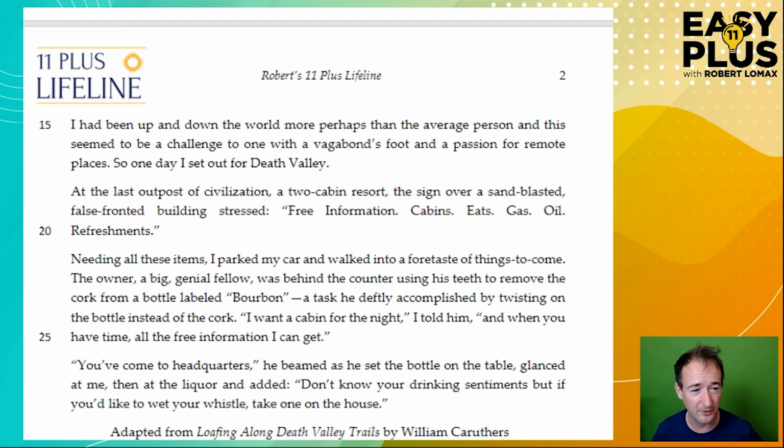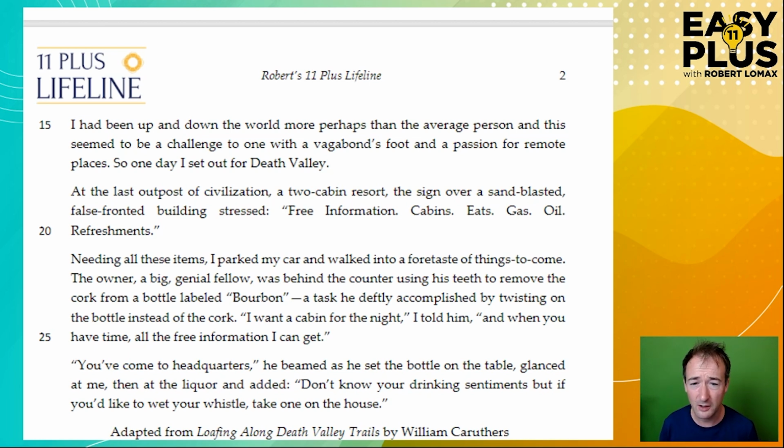"At the last outpost of civilization, a 2-cabin resort, the sign over a sandblasted, false-fronted building stressed, 'Free information, cabins, eats, gas, oil, refreshments.' Needing all these items, I parked my car and walked into a foretaste of things to come." If we're going to explain the word items, we really need to think about what these items actually are.